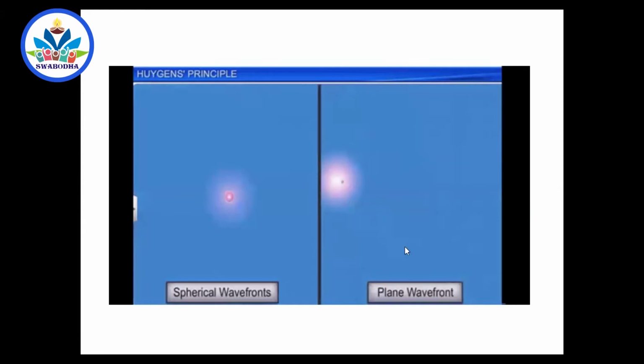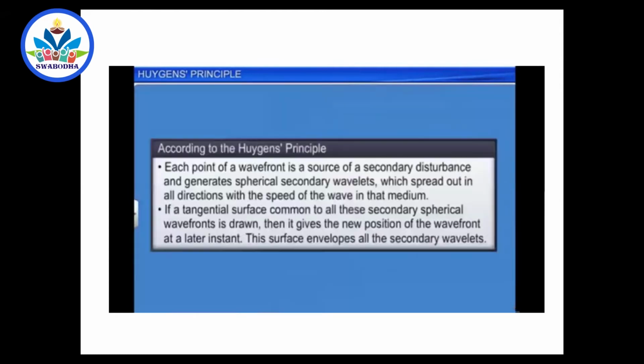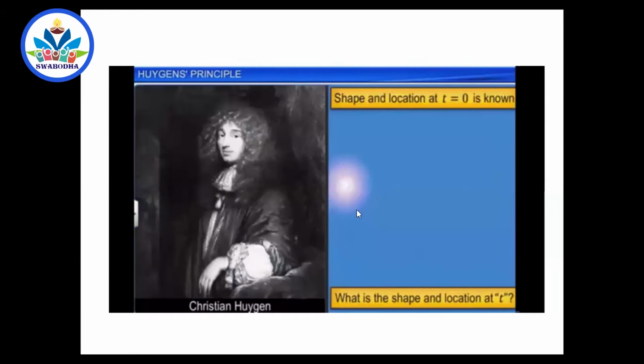Now here comes the explanation of Huygens in terms of what you call secondary wavefronts, wavelets. He says each point of a wavefront is a source of secondary disturbance. Suppose you get a sphere or a cylinder, each point on the surface of the cylinder or sphere is a source of secondary waves. It gives secondary waves. And if you draw a tangent to the surface of all these secondary spheres or secondary waves, then it gives the position of the new wavefront. So if you envelop all these secondary waves, you will get a new wavefront.